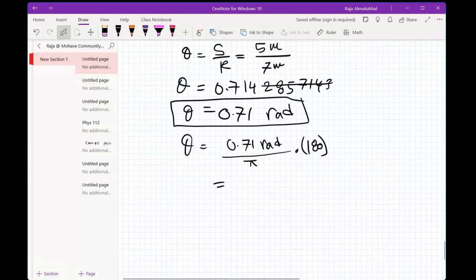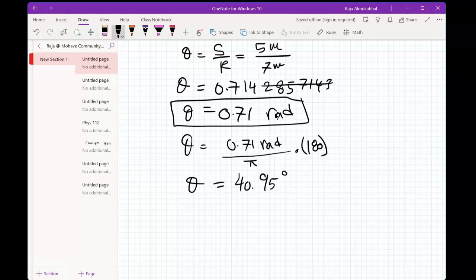So I can multiply this by 180 divided by pi, 3.14. Final answer is 40.95. Yeah, that's fine. There we go. And there we go. That's theta.